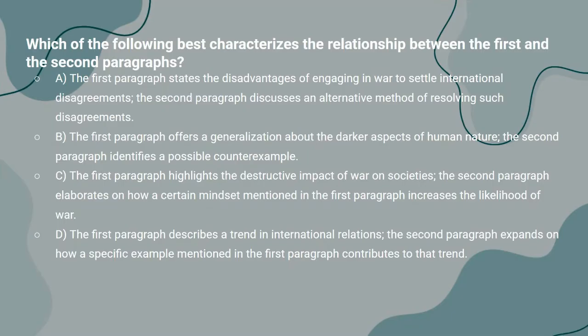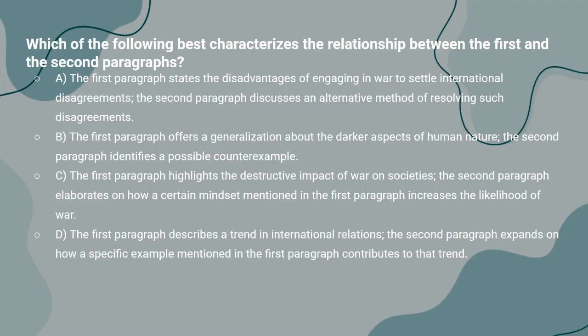B, the first paragraph offers a generalization about the darker aspects of human nature. The second identifies a possible counterexample. This one is also not great. I think this one is probably worse than the first one. Even though the first paragraph is somewhat about that stuff, the second one isn't really about a possible counterexample because that would be the lighter aspects of human nature, and that's not really what the second paragraph is about.